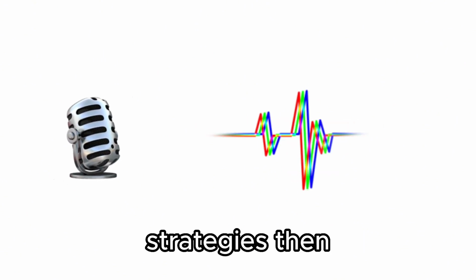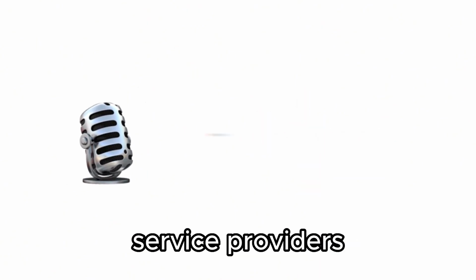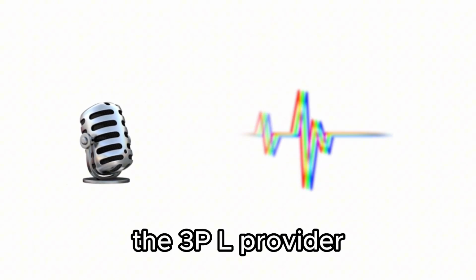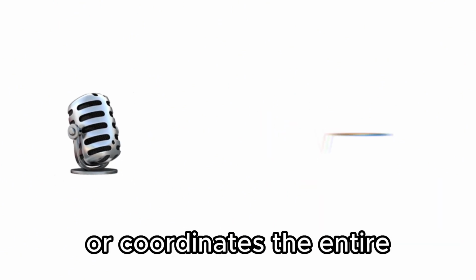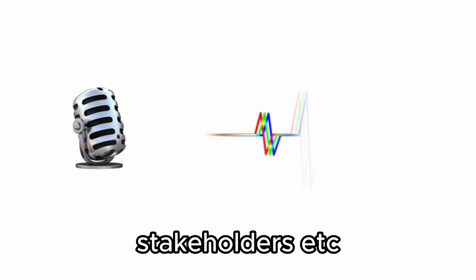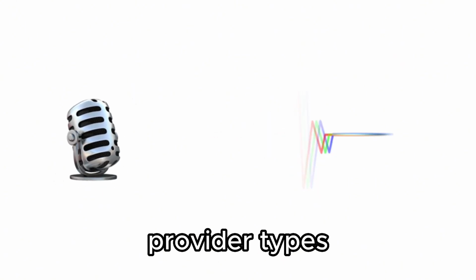of supply chain strategies. Then the last role of a 3PL service provider is the role as the orchestrator. So this is when the 3PL provider orchestrates or coordinates the entire supply chain, coordinates multiple logistics functions, stakeholders, etc. So let's take a look at the 3PL service provider types.